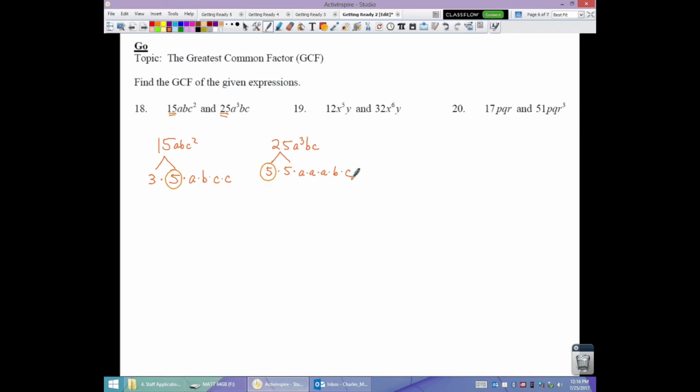So I'm going to go through and circle again the variables just like I did the numbers. They each have an a, they each have a b, and they each have a c. Put that with the 5 that we had identified previously. So my GCF here for number 18 is 5abc.